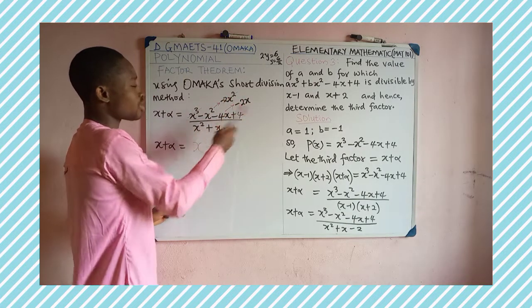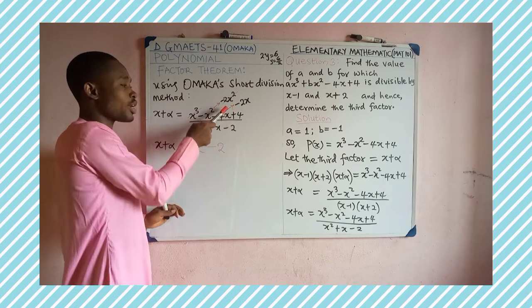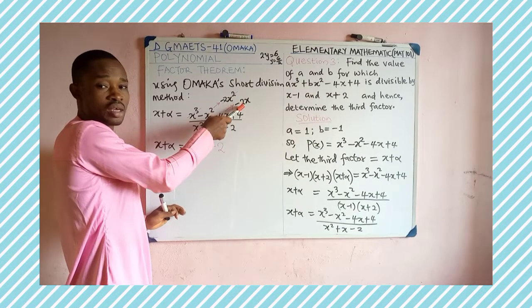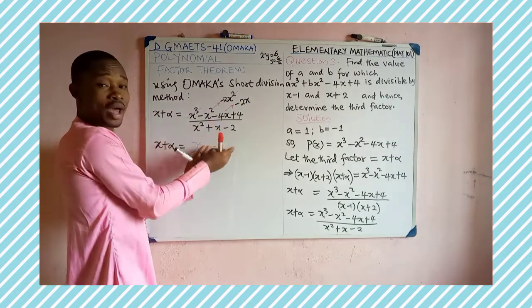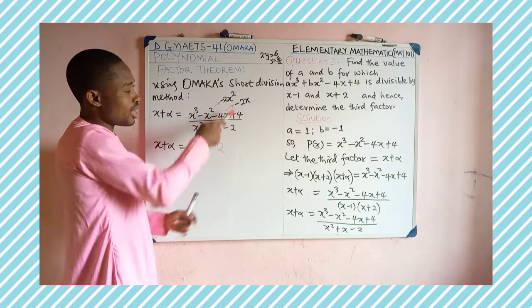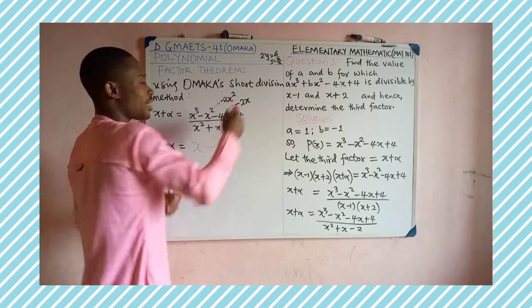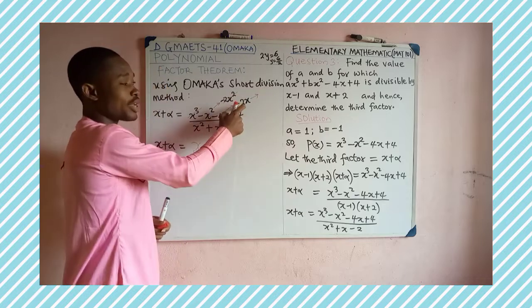The like term of x on top now is this, because this minus 4x produced this x term. Is that okay? So we've already gotten plus 2x from under when we change sign. Add it to this minus 2x. Plus 2x minus 2x will give us 0.